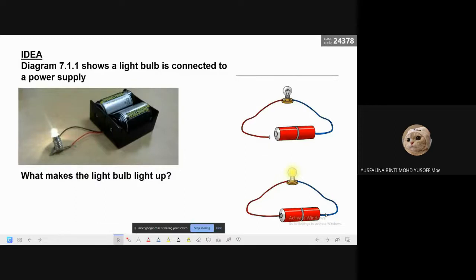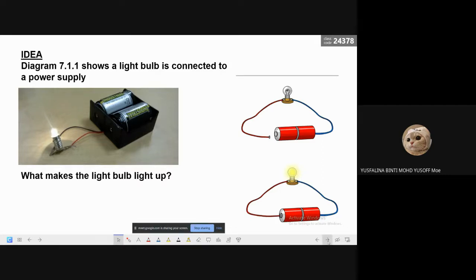Okay, so diagram 7.11 shows a light bulb connected to a power supply. What makes the light bulb light up? Of course, this is because there is a flow of electricity, so it makes the light bulb light up.